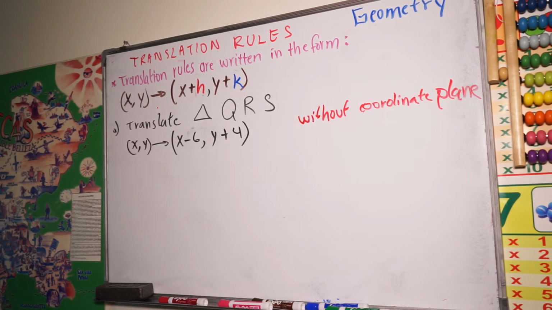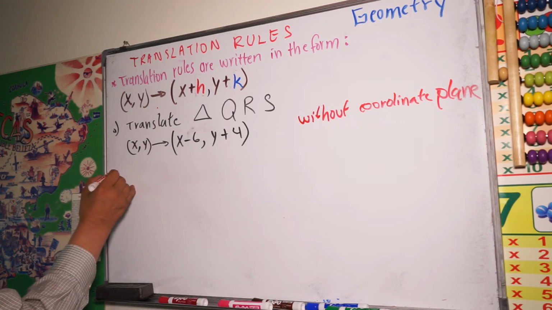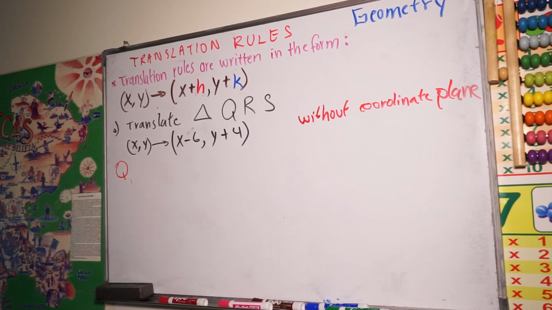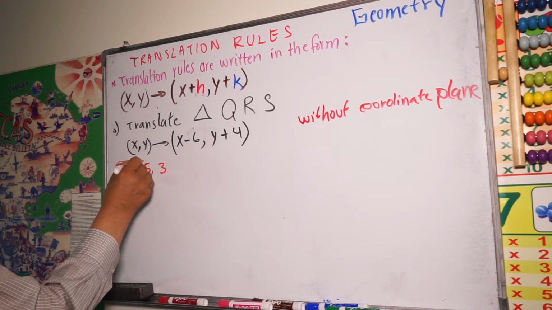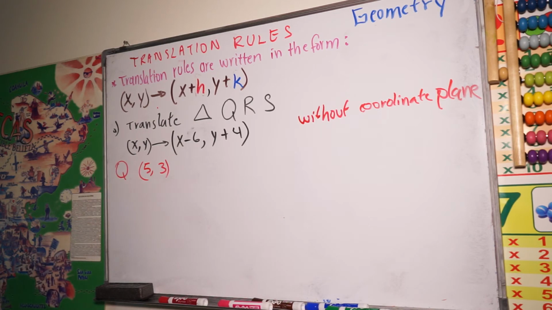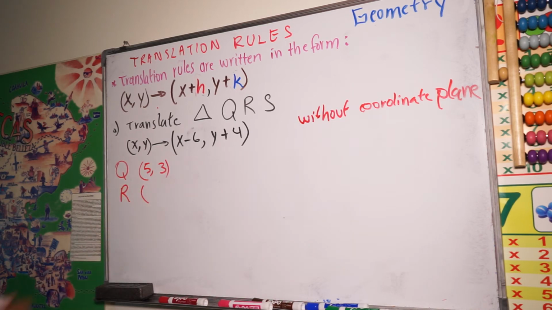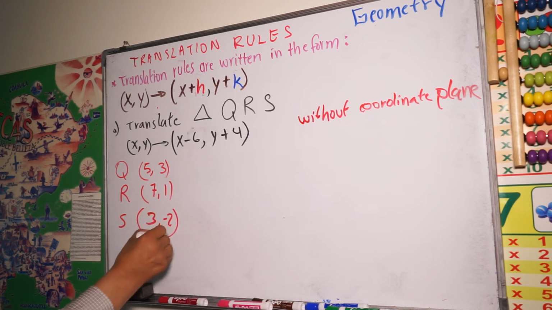Okay, just write the points again. Let me write the data right here. We have the Q point, that point will be on 5, 3, right? 5, 3. So that was the before. And then R is at 7, 1. And S, point S is at 3, -2. All right, those are the points. Very simple to solve the problem now.